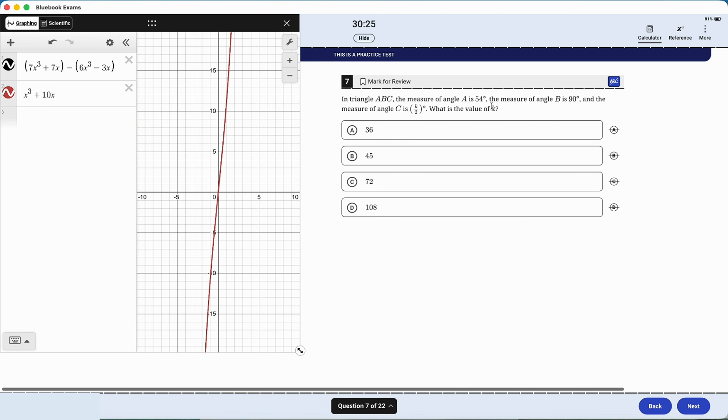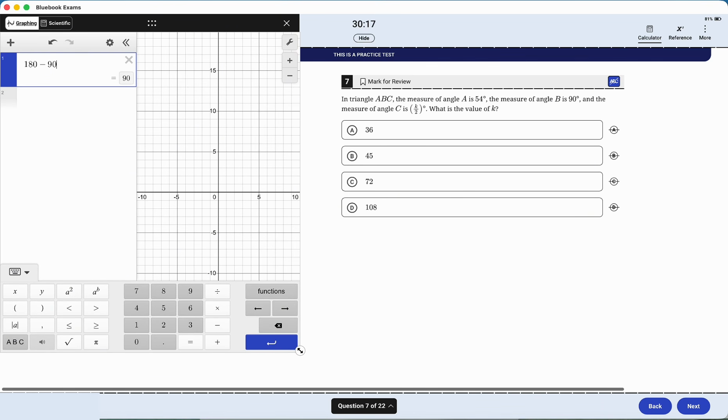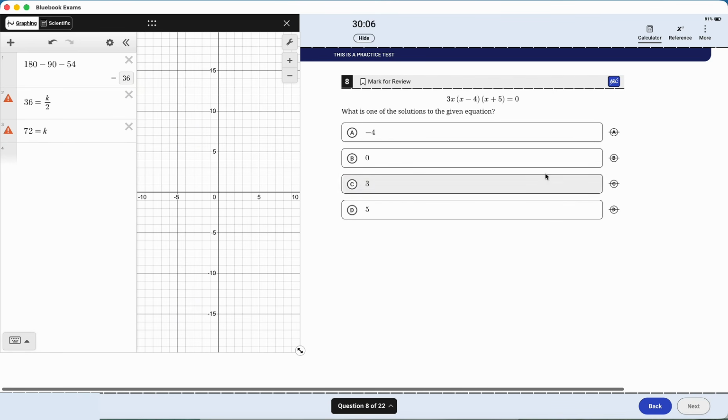A triangle, we know, adds up to 180 degrees, right? And they give us two of the angles. So just take those away: 180 minus 90 minus 54. So it's 36. 36 has to equal K over 2, right? So you just multiply by 2 and we get 72 for K. That's it.